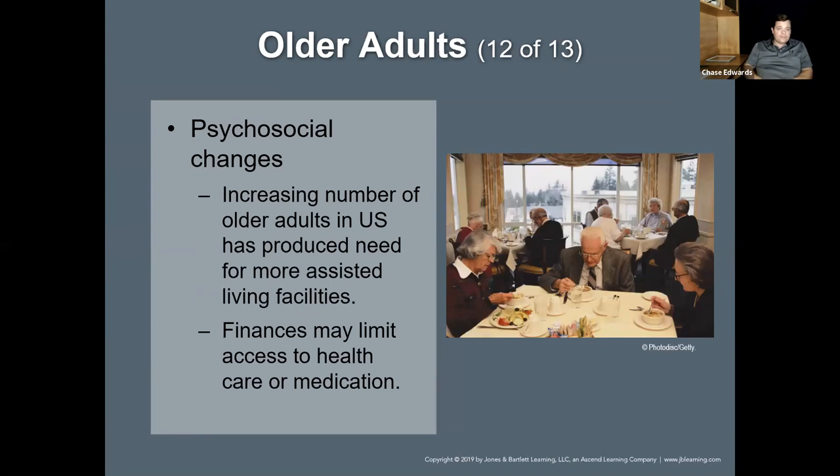So, psychosocial changes. As older adult populations continue to grow, we have the responsibility to accommodate their needs during their last 20 to 40 years of life. The increasing number of older adults in the U.S. as a result of the baby boom in the 1940s through the 1960s has produced a need for more assisted living facilities, skilled nursing facilities. But also the financial limits may restrict access to healthcare and medications along with it. According to the U.S. government, 10% of people age 65 and older, which is approximately 4.5 million people, were below the poverty level in 2014. 10%, 4.5 million people.